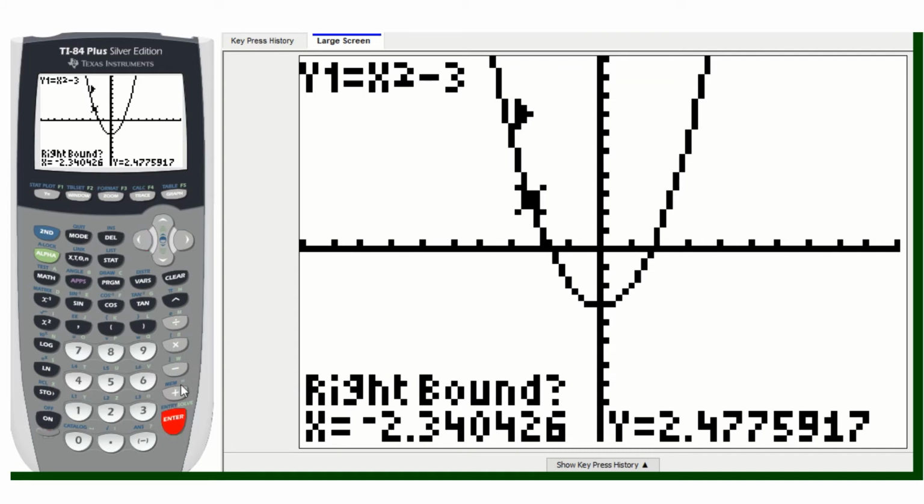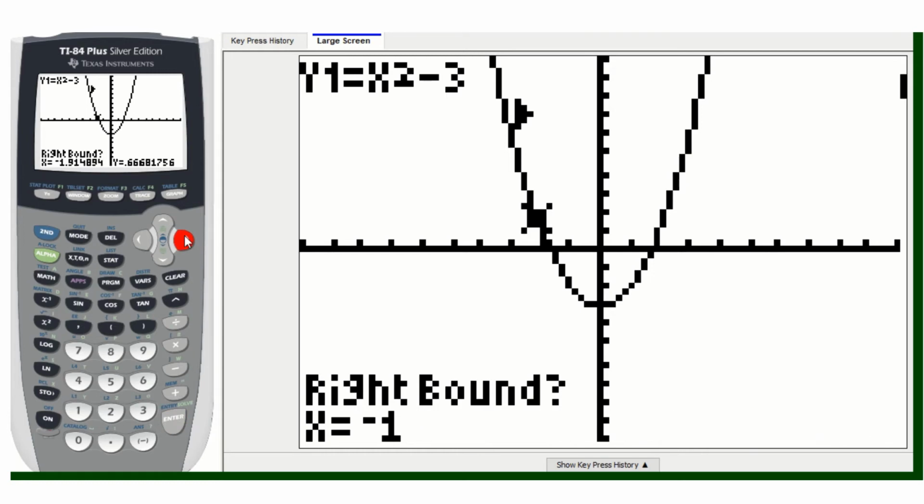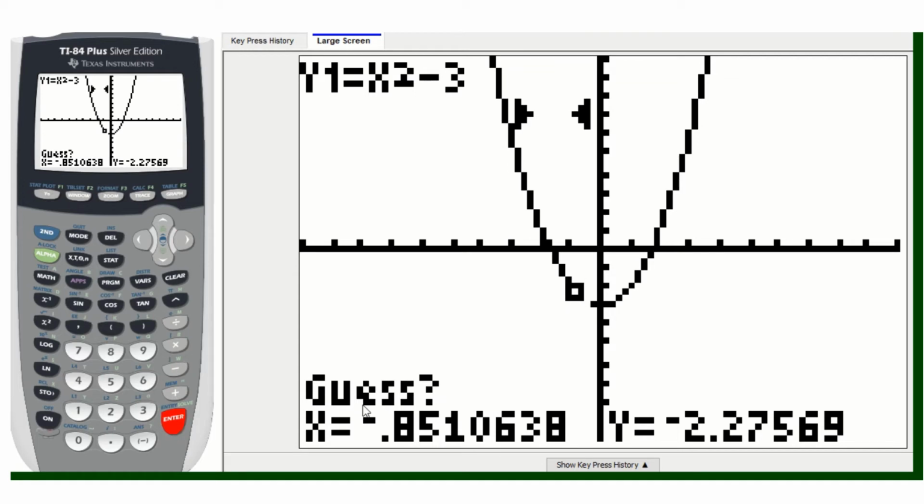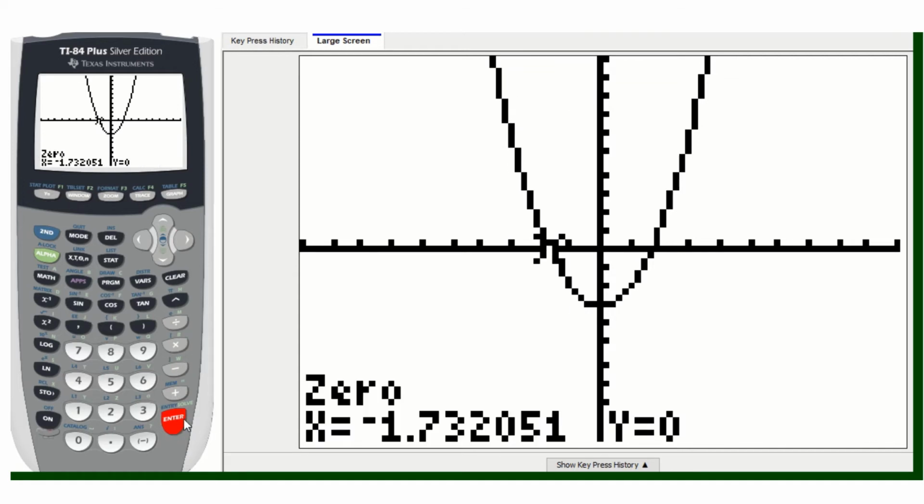Hit enter, and then I can just go over to the right of it. Really, anything that's to the right of it, as long as it's not also to the right of the second one, is fine. So I'm going to stop there, hit enter. The calculator takes a weird guess. Honestly, just ignore the weird guess and hit enter again, and it'll tell you precisely what the value of that zero is. If I wanted to find the second one, I would just do the same thing again.